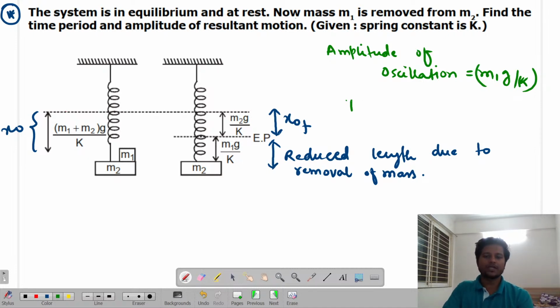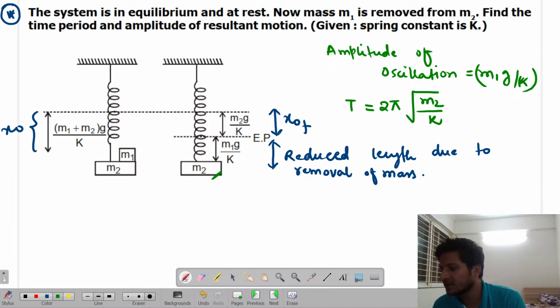But if I want to write the time period equation, what will be that? 2 pi root under which mass is oscillating? M2 is oscillating now. M2 by k. That's your answer. 2 pi root under M2 by k. Is that clear or not?